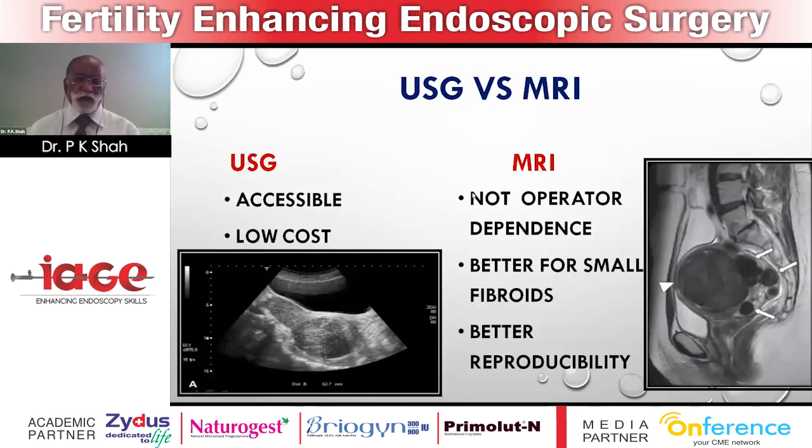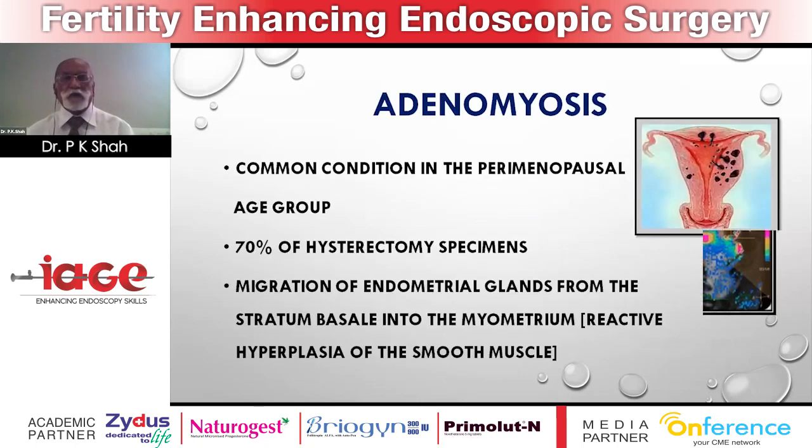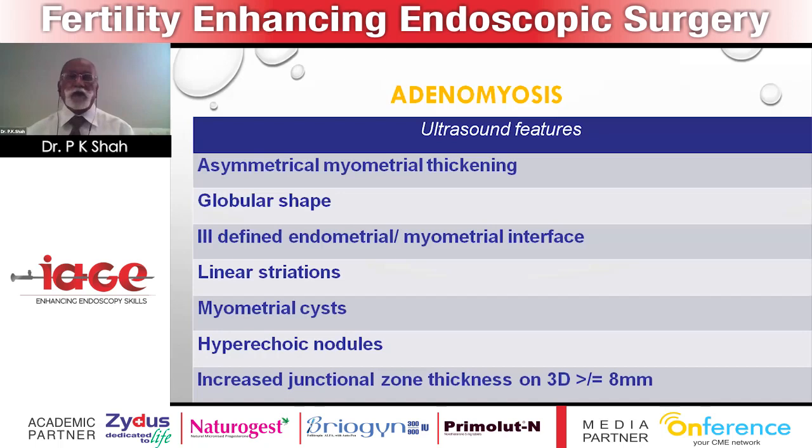Now, when you compare ultrasound with MRI, ultrasound is accessible anytime, anywhere. It's low cost, whereas MRI is not operator dependent, better for small fibroids and better for reproducibility. We all know that we can always use ultrasound guided magnetic resonance imaging for high intensity focused ultrasound management of the fibroid. Coming to adenomyosis, which is endometriosis interna, what are the ultrasound features?